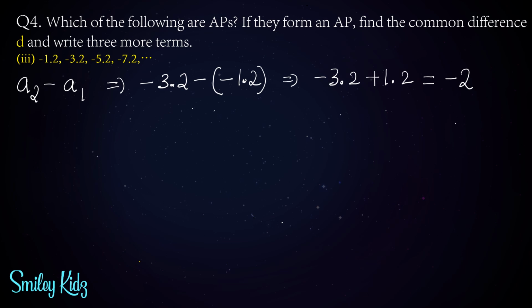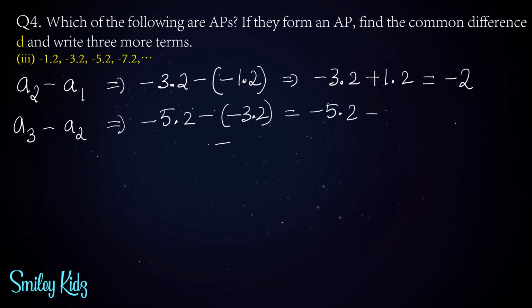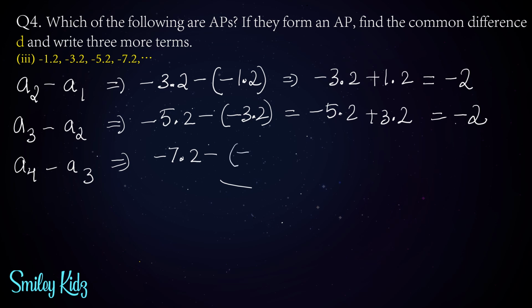Then we're going to find out A3 minus A2. A3 minus A2 will give you minus 5.2 minus of minus 3.2, which is equal to minus 5.2 plus 3.2, which in turn will give you minus 2 again. Now let's see A4 minus A3. This implies minus 7.2 minus of minus 5.2, which will give you minus 7.2 plus 5.2, which is equal to minus 2.